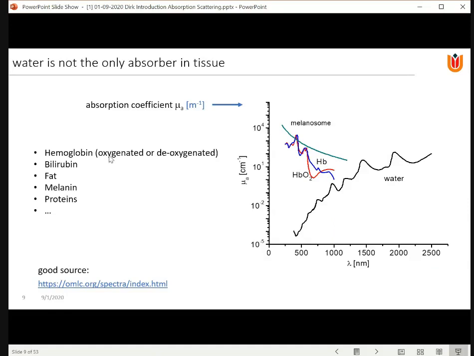Water, of course, is not the only absorber that is present in tissue. This is a graph that adds a few more. Again, on the vertical axis is the absorption coefficient, in this case in units of inverse centimeters. On the horizontal axis is wavelength. You again see water, but also hemoglobin and oxygenated hemoglobin. Hemoglobin is the protein that carries oxygen in your body.